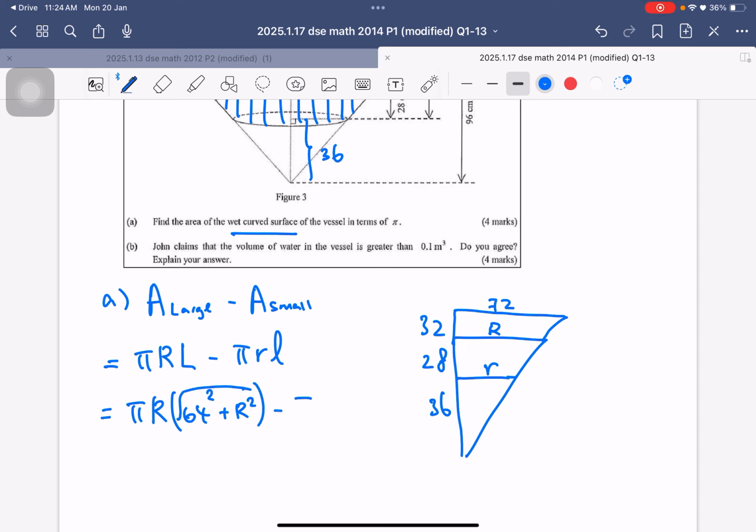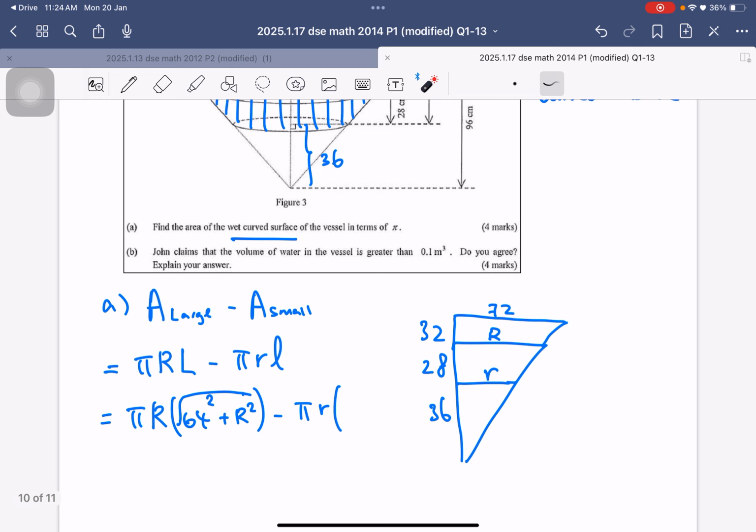And then minus, what is the small r? You don't have it. And then what is the small l? This is the small l. How do you find it? Just using Pythagoras: 36 squared plus r squared. Isn't it the whole thing?